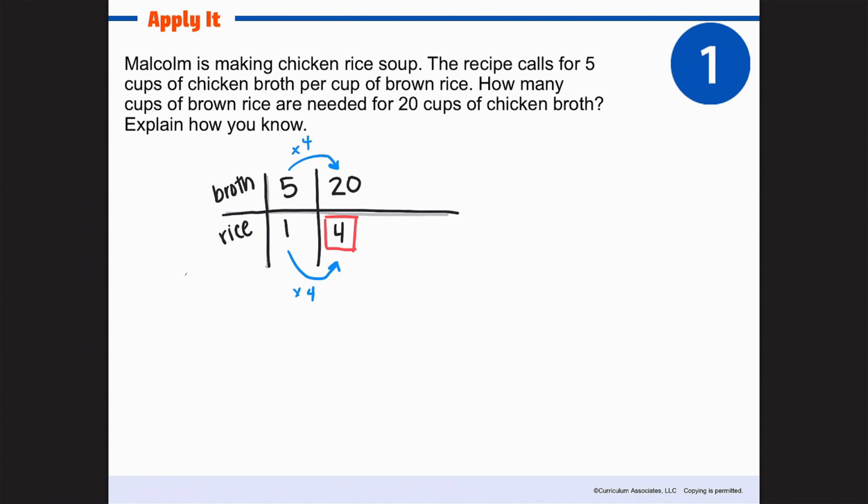What we found here was we have a rate. We know that for every 1 cup of rice, there's going to be 5 cups of broth. And for every 5 cups of broth, there's going to be 1 cup of rice. So our rate would be either 5 or 1/5. Either we're going to divide by 5 or multiply by 5 to find the next amount. Okay. So what we have here is our unit rate.